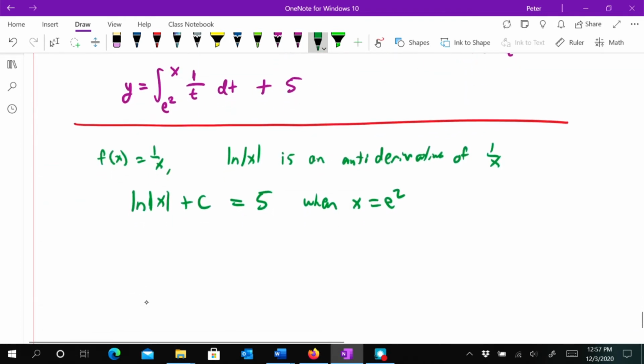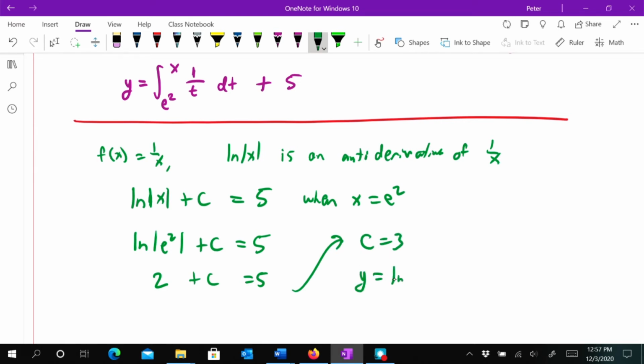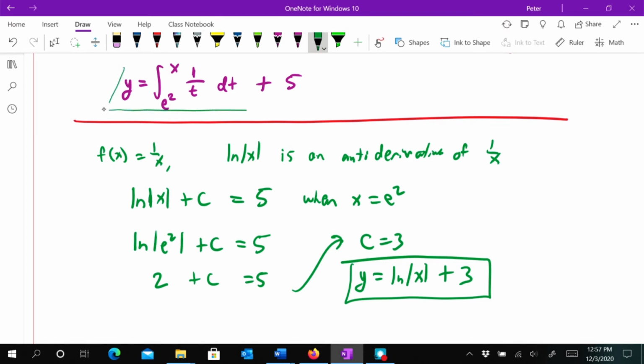So I would solve for c that way. I would plug in e squared and try to solve for c. I'd say ln of e squared plus c equals 5. That gives us ln of e squared is 2, plus c is equal to 5, and therefore c is equal to 3. So the function I'd be looking for is y equals ln x plus 3. So that's our function. Now the question is, is that equivalent to the function that we found up here? And I'm going to show you why it is.